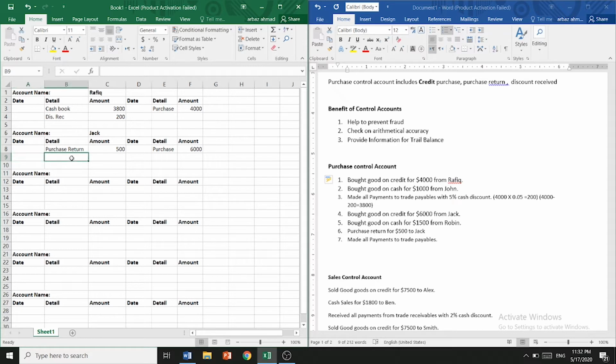So basically moving on with the transaction, made all the payments through the trade payable. For this case we already cleared Rafiq previously. And now we are going to make the payments through trade payable, and that is going to be our cash book. You can specify cash or bank, and then the amount is going to be 5,500. Why 5,500? Because there is 500 already purchase return, right?